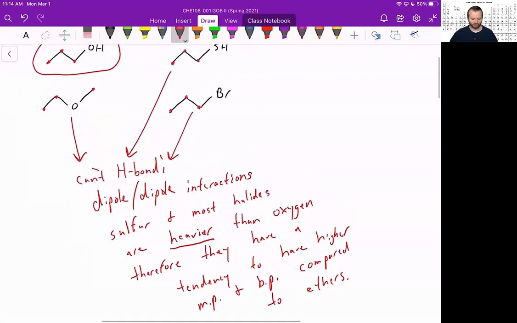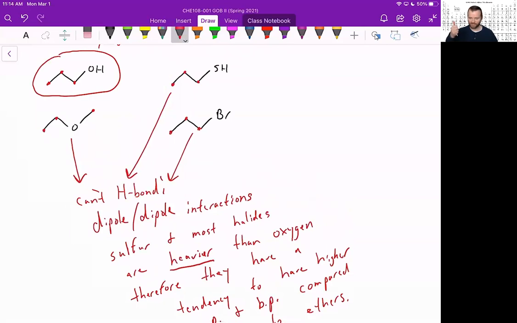So of the four, alcohols will have the highest melting points and boiling points because they can hydrogen bond. And then thiols and alkyl halides. And then last are going to be ethers as far as the physical properties go.